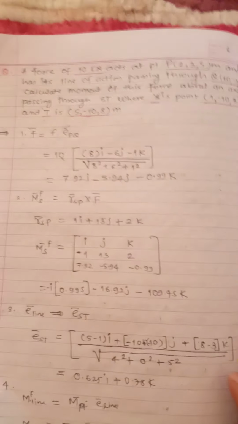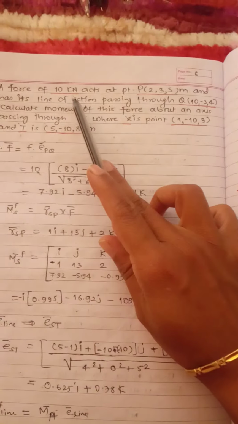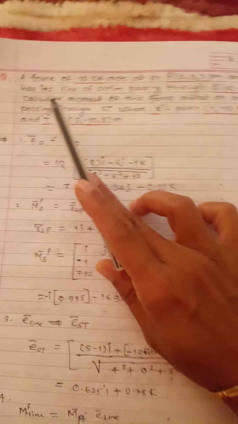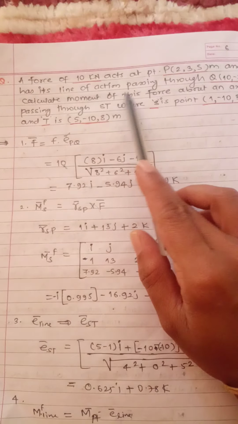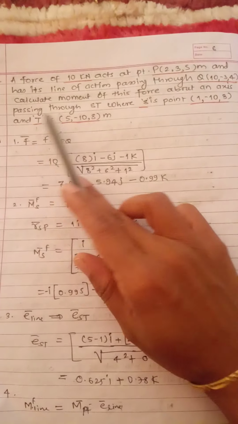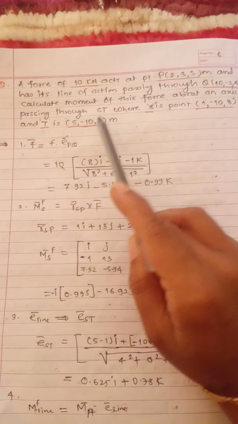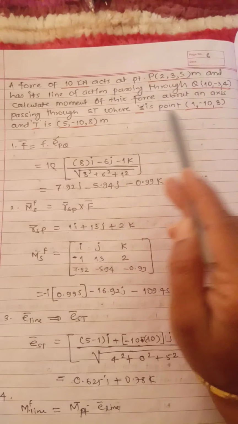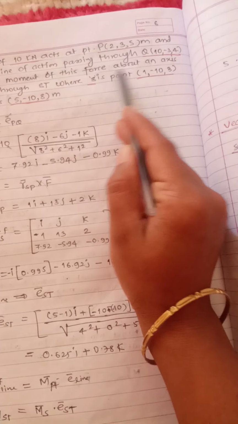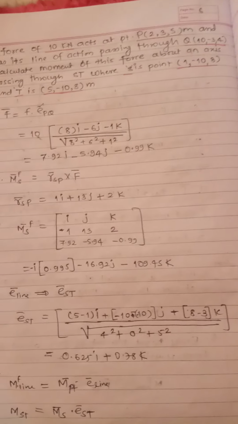A force of 10 kilonewton magnitude is given to you, and its points are given. It has its line of action passing through P and Q, meaning P and Q are given to you. Calculate the moment of this force about an axis passing through ST. ST is a line about which we are supposed to work out the moment, where S is a point whose coordinates are given and T's coordinates are also given. What is your job? What do they want? They want the moment of the force about ST. That's it.